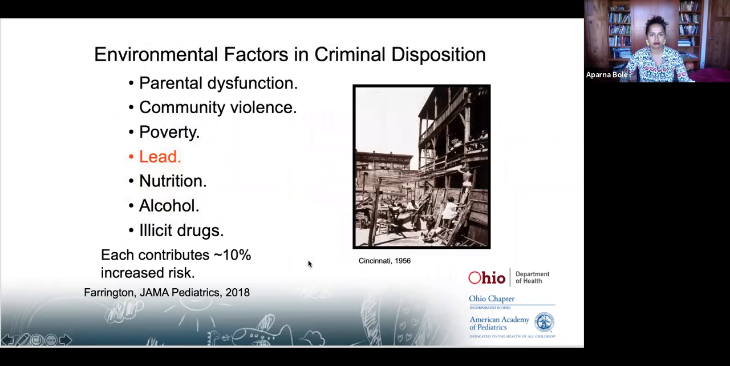I mentioned increased risk for criminal behavior and incarceration. This is an article from JAMA Pediatrics looking at some of the risk factors that increase likelihood for criminal behavior and incarceration. And among them is lead exposure. Next slide.